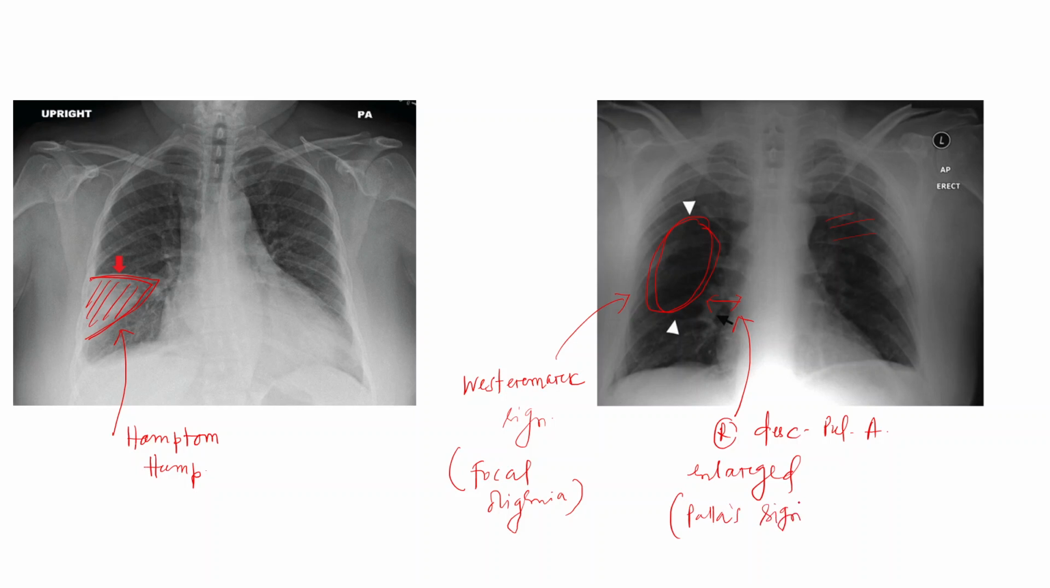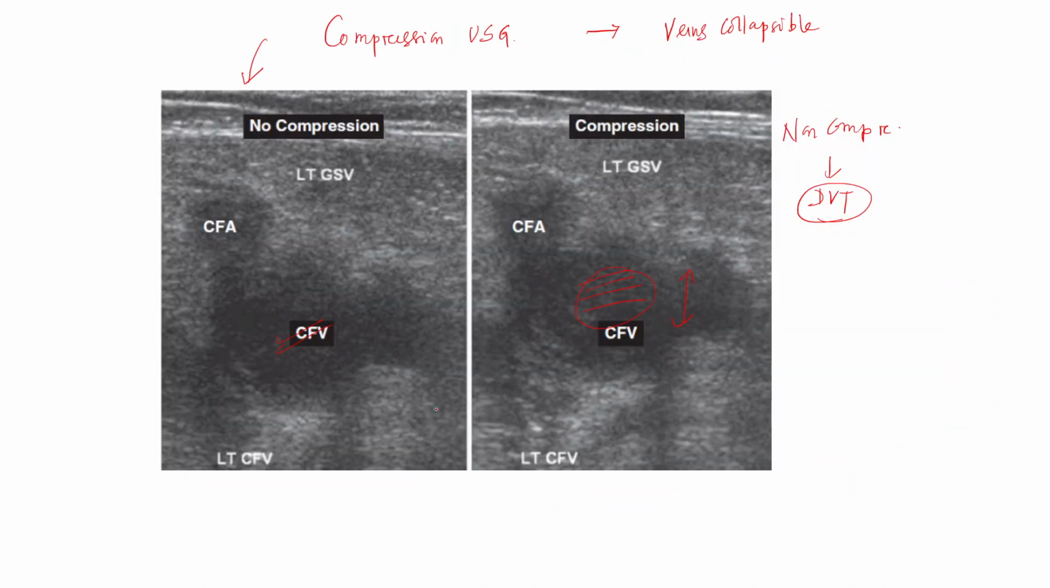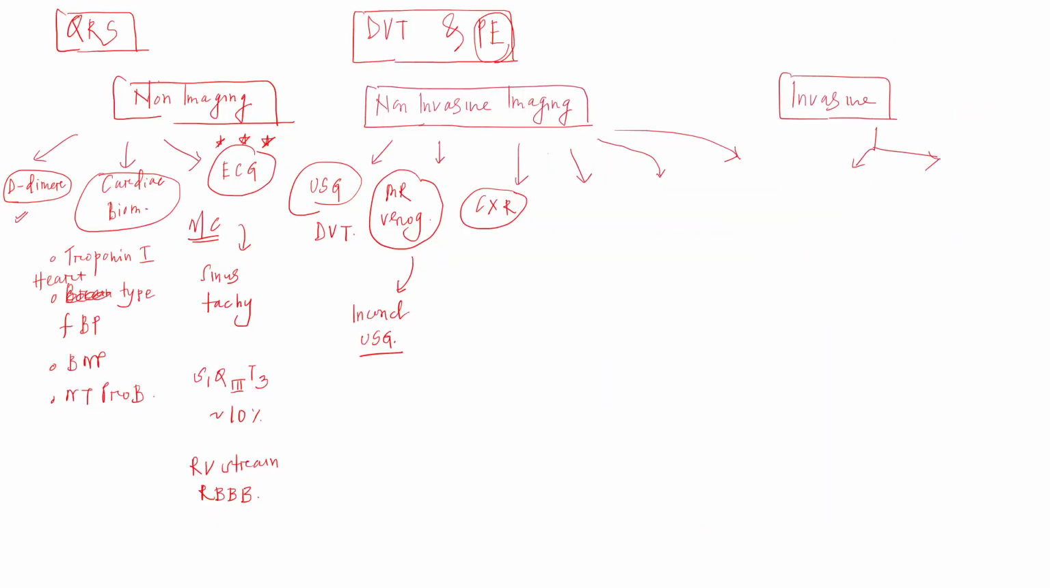So these are some of the findings. There are so many other findings, but these three are mentioned in Harrison, so I am telling here. But remember, the most common chest X-ray finding is normal. So the most common chest X-ray pattern is a normal X-ray. This is the most important point to remember. The most common ECG finding is sinus tachycardia. The most common chest X-ray finding is a normal X-ray.